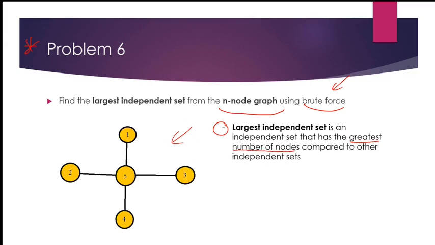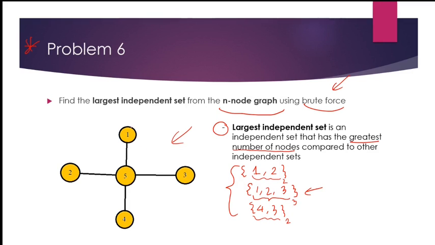So in this graph, you can generate a lot of independent sets. Let's say 1, 2; 1, 2, and 3; 4 and 3. And out of those 3, this one right here seems to be the largest because it has 3 nodes, compared to 1 and 2 and 4 and 3, which have 2 nodes total, 2 here, and this one has 3.